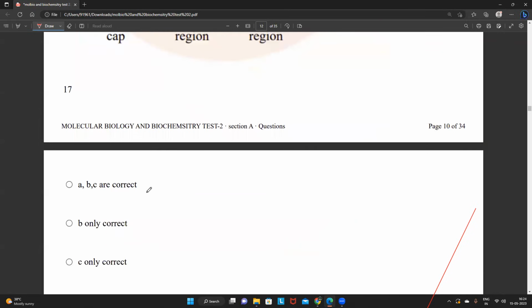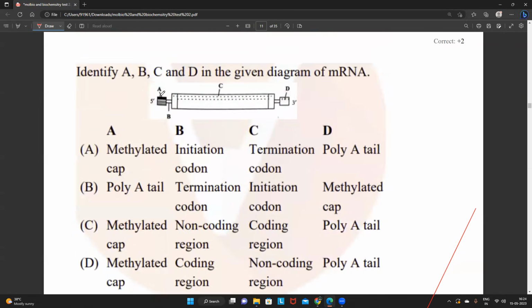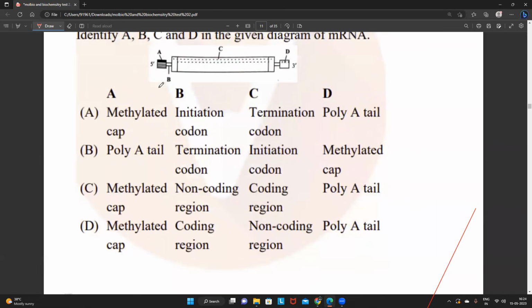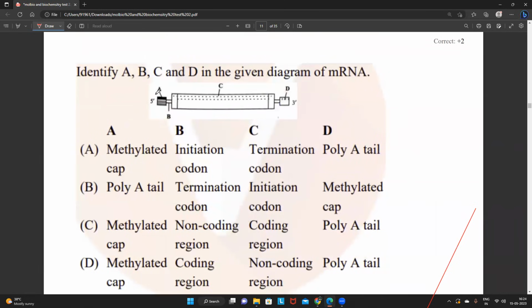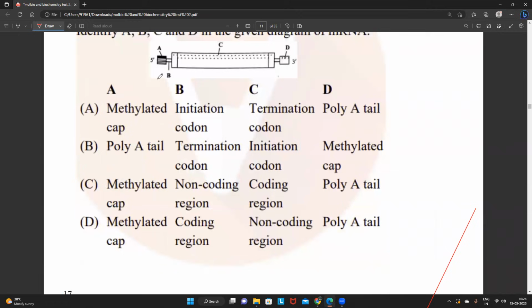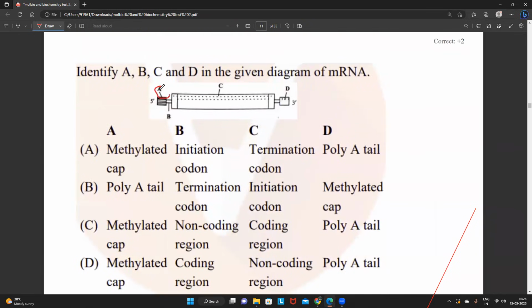Right. So now you only see your A. And see, first A is very common, right? At the 5 prime end only, we will add the cap. So A will be undoubtedly methylated cap only. Is it or not? Of course, yes. Now, what will be the B?